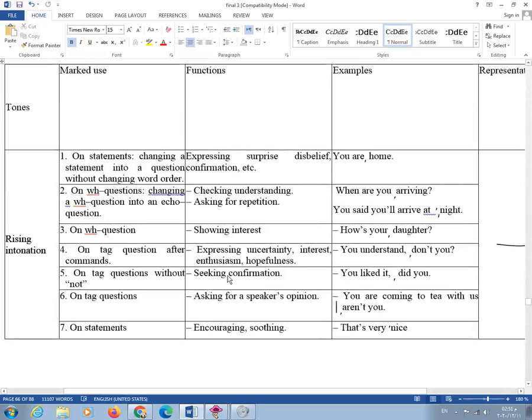On tag questions after commands, for example, and in this case, this expresses uncertainty, interest, enthusiasm, or hopefulness, for example. You don't understand, do you? On tag questions without seeking confirmation. This is also one of the uses. You like it, did you? Okay.